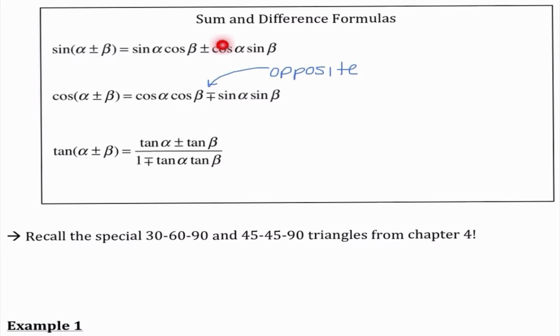So let's just say these together. You can say them out loud wherever you're watching this. Sine is sine, cosine, cosine, sine. Cosine goes cosine, cosine, sine, sine.